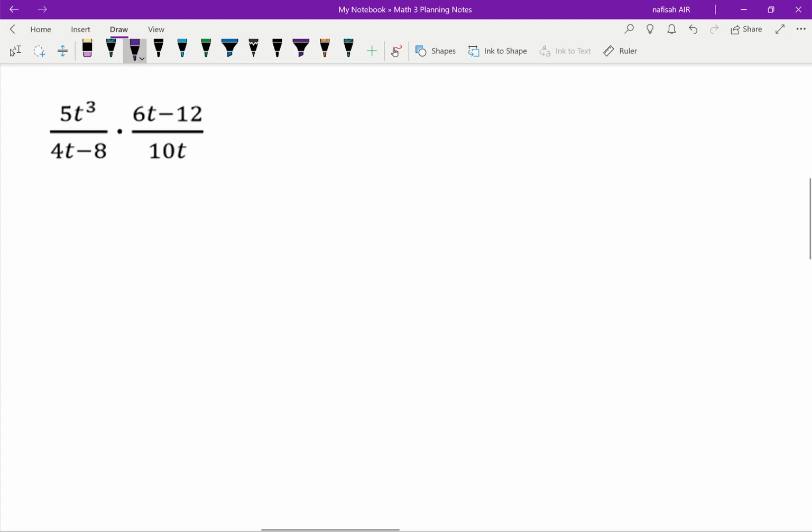5 is already in prime factorization form. It can't be broken down anymore. It's just 5. T cubed can be t times t times t. All right. Now this is where it gets more complicated. It's not just one term. We have two terms here. So we have to think about factoring.